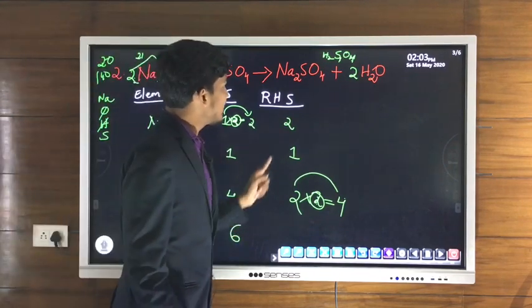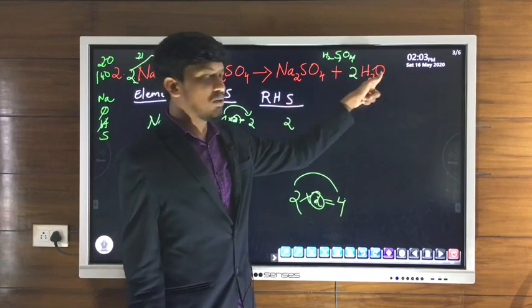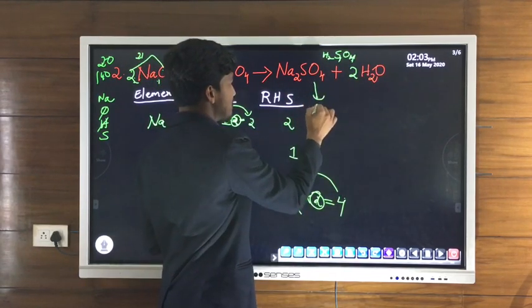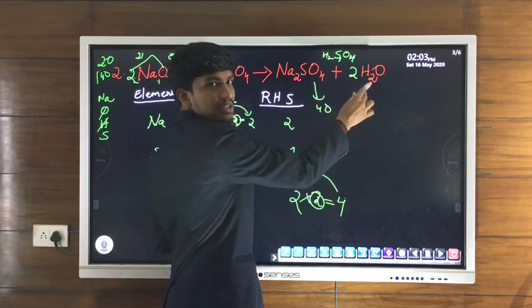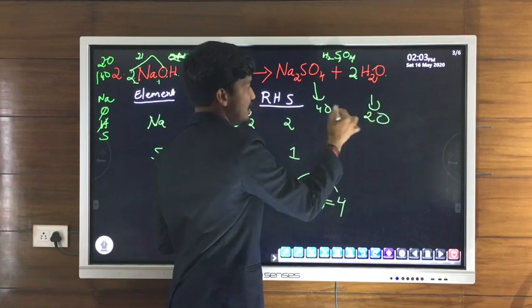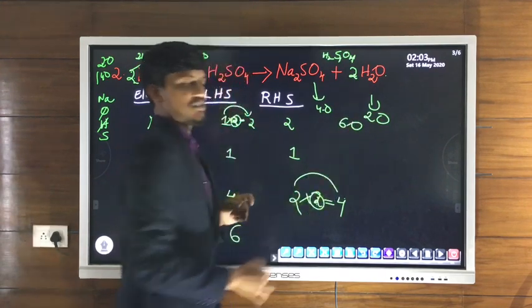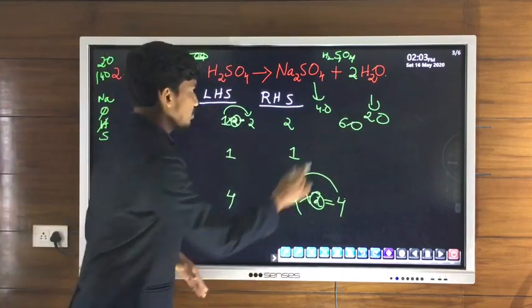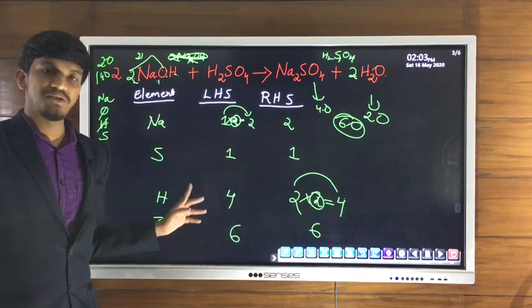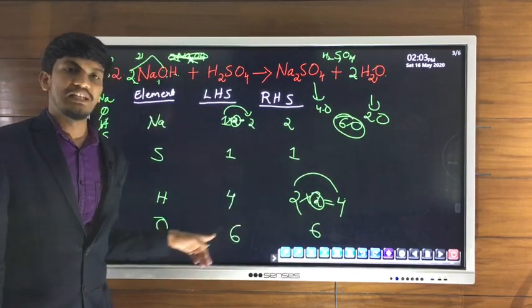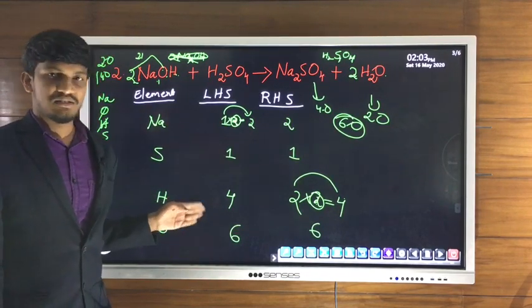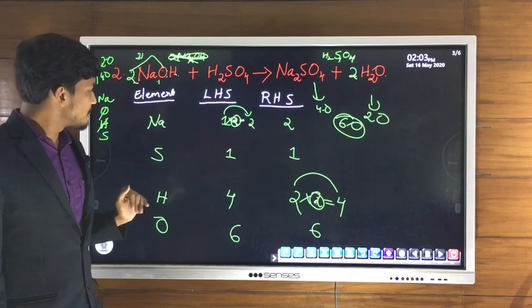And on the right side, oxygen is in both the products. From Na2SO4, how many oxygen atoms? 4 oxygen atoms. From 2H2O, how many oxygen atoms? 2 into 1, 2 oxygen. 4 plus 2, 6 oxygen. So the number of oxygen atoms on the right side is 6. Left side is also 6. That means equal number of oxygen atoms. So no changes because it's already balanced.